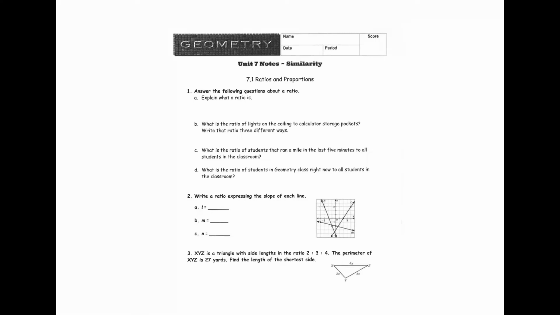Alright, so first of all, explain what a ratio is. A ratio is just simply a relationship between two numbers. So, a relationship between two numbers. So question B is going to be very hard for you to answer without being in my classroom. But what is the ratio of lights on the ceiling to calculator storage pockets? Write the ratio 3 different ways.